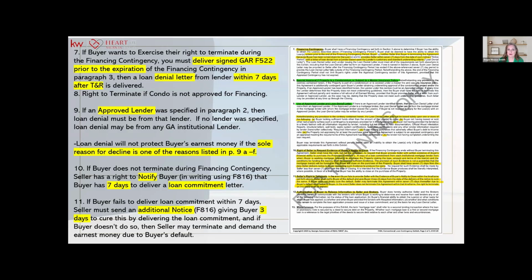All right. So let's say you do step 1 and you send the F522 TNR, then you have a 7-day grace period, which starts the next full day. And then you have a loan denial letter that has to come from the lender. If there was an approved lender mentioned on the front of this document, which I told you guys I'd prefer you didn't do, and you just put NA so that it could come from any lender that they happen to have applied with. But if there was an approved lender referenced, then the loan denial letter has to come from one of the approved lenders mentioned in section 2 on the previous page.